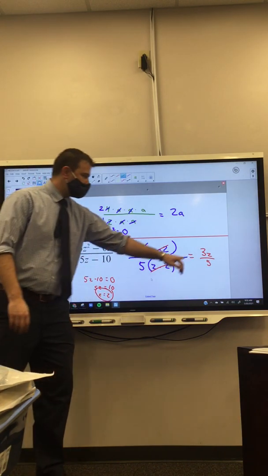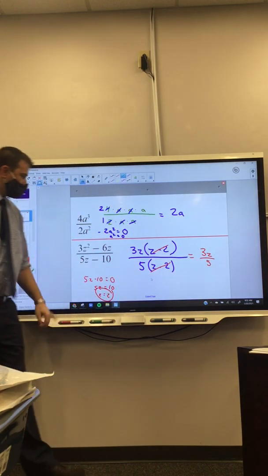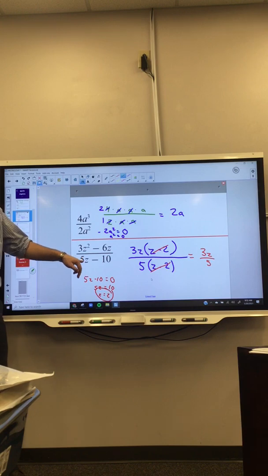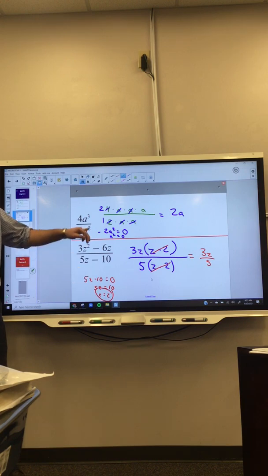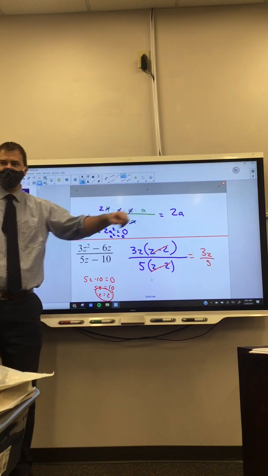Even though we can simplify it to this, we do go back to the original and say, if I plugged 2 in for z here, it would make the whole thing 0. So it would be an excluded number. Same thing here. 0 would have to be an excluded number, even though we can simplify it to this.